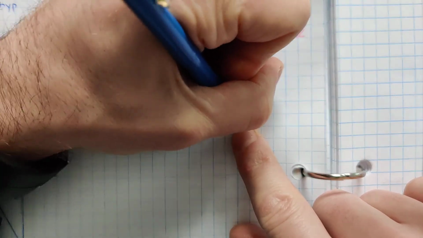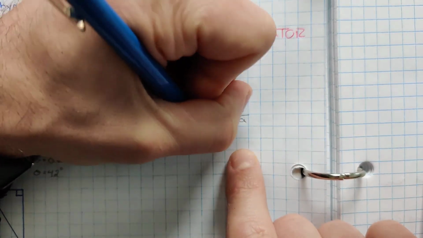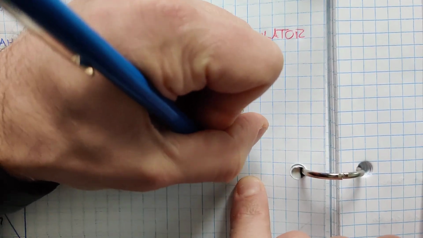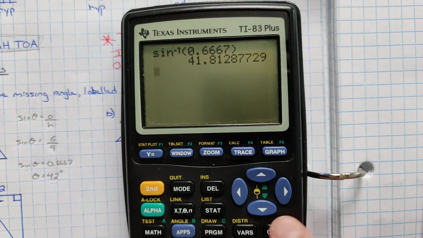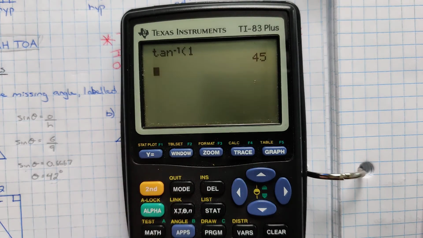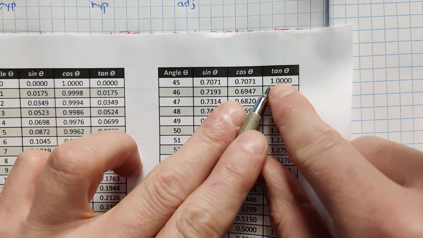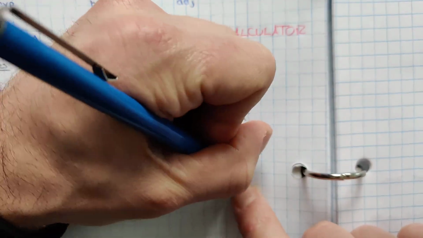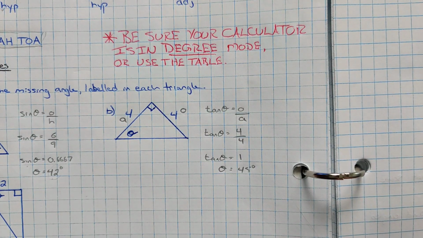So tan theta equals the opposite over the adjacent. I'm going to fill those values in. Tan theta equals 4 over 4, or tan theta equals 1. So now I can pull out my handy dandy calculator and again press second tan 1. Here I get 45. If I use my paper, there's my tan of 1, and the angle is 45. So theta equals 45 degrees. And again, the tan is gone now that I've calculated it.